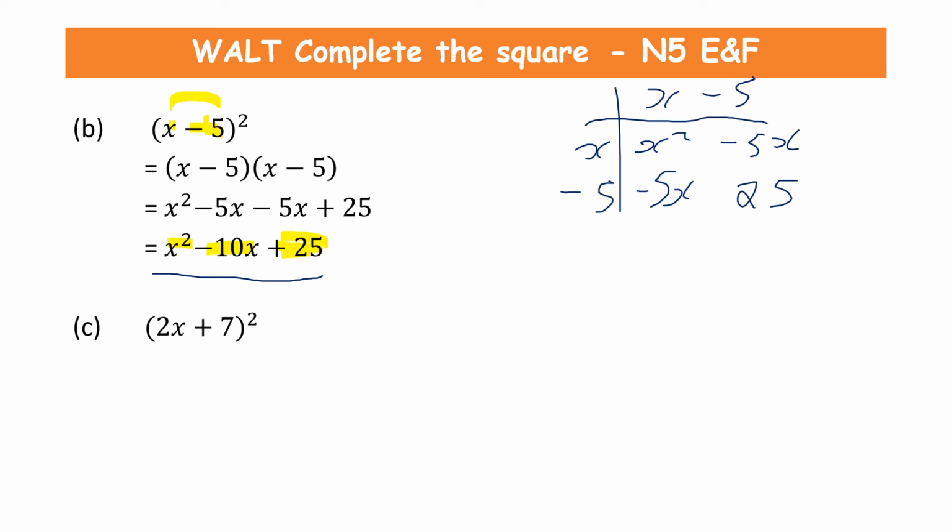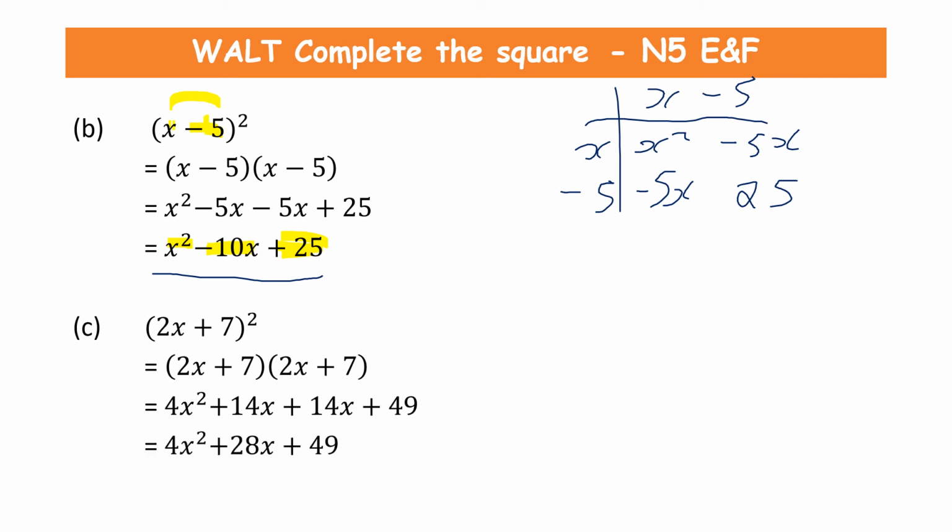If you didn't, I would stop the video and check what you got for 2x plus 7 and that you're happy with that now. Okay, so 2x plus 7 all squared is 2x plus 7 times itself. 2x times 2x is 4x squared. 2x times 7, 14x. 7 times 2x, 14x. 7 7s are 49. Collect all that together, you'll get 4x squared add 28x add 49.